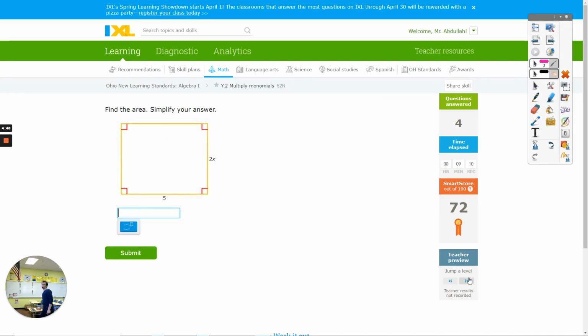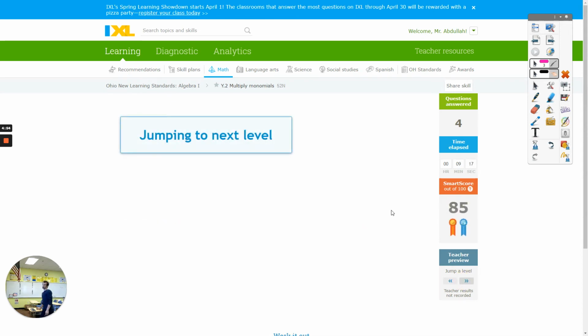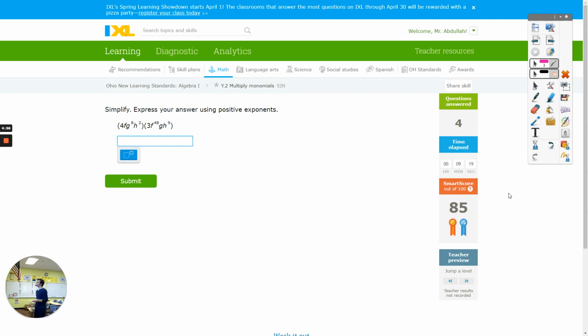Now let's say with this, it's just multiply them. The final answer is going to be 10x. Let's skip a level and see if the question gets any harder. Okay, let's do this one and then be done with this. Okay, first focus on the numbers. They are all multiplication, and it says simplify. So 4 times 3, those are the only numbers in the base, so they are multiplied to 12.